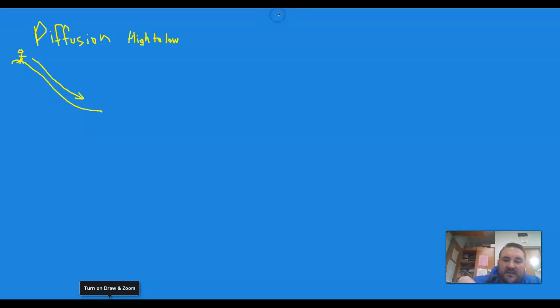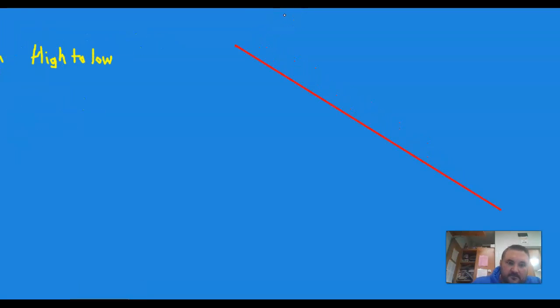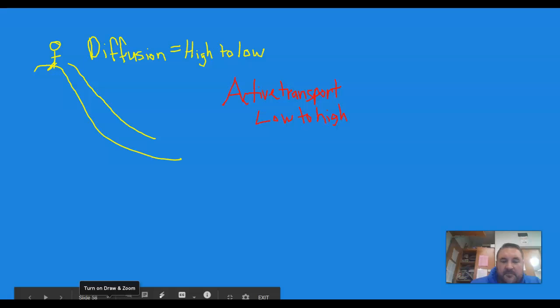At the same time, the opposite of diffusion is active transport. So if I put a little man at the bottom, he has to use energy to go up the hill.